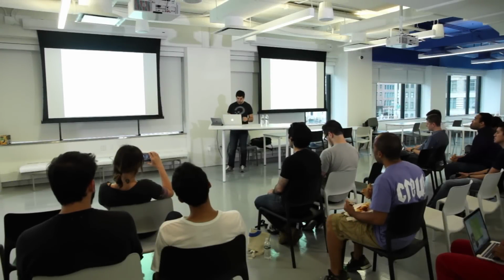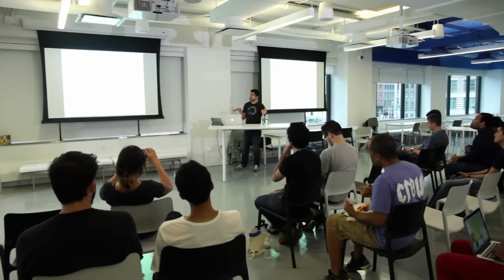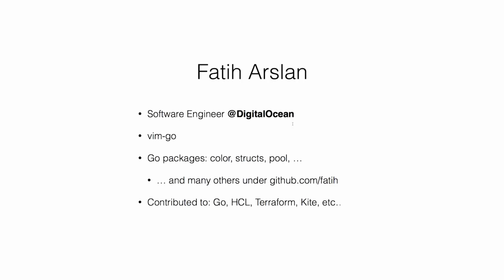But first, before I start, let me talk about myself a little bit. I'm a software engineer, as Mitch said. I'm working for the delivery team, and we're building an abstraction on top of Kubernetes, and we're trying to make the internal engineers much happier and improve their productivity. And then of course, I wrote Vim-go 2.5 years ago. I've started to make it better.